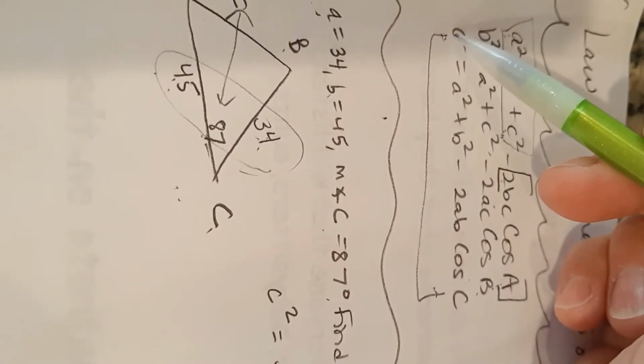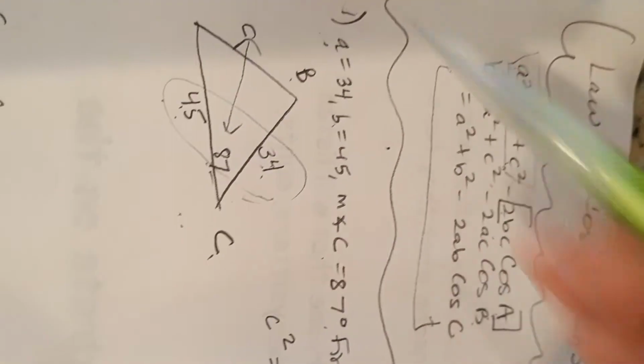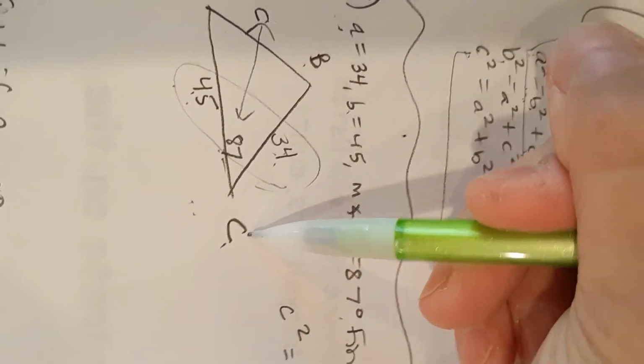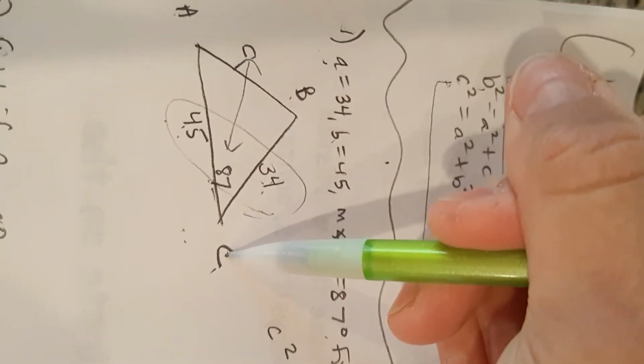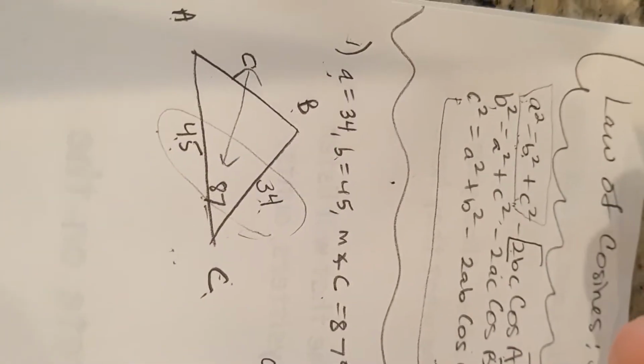So look at the formula. Side C is across from angle C in the formula. It's across from each other in the picture as well. That will always be the case. So like I said, the formula and the picture mimic each other. They follow the same pattern.